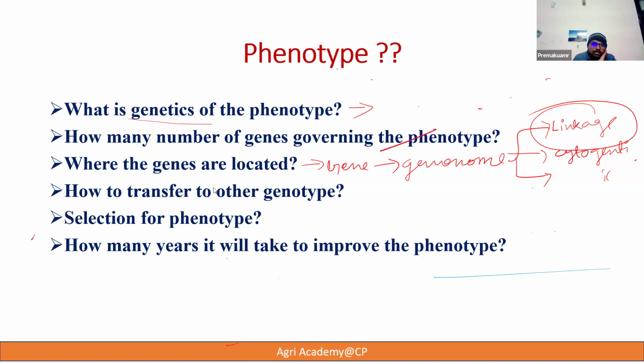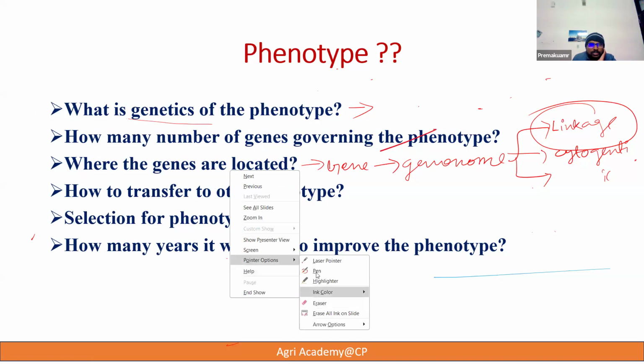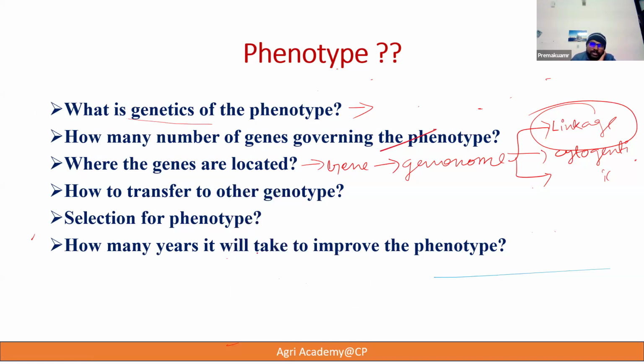Then the question comes. Okay, you transferred, you made a hybridization. The progeny will come. For example, you crossed P1 and P2, then the progeny will come. Think of it as F2. F1 is selfed, and in F2 you have to do selection.